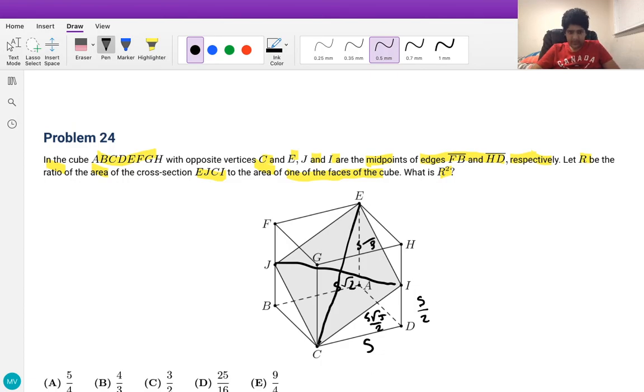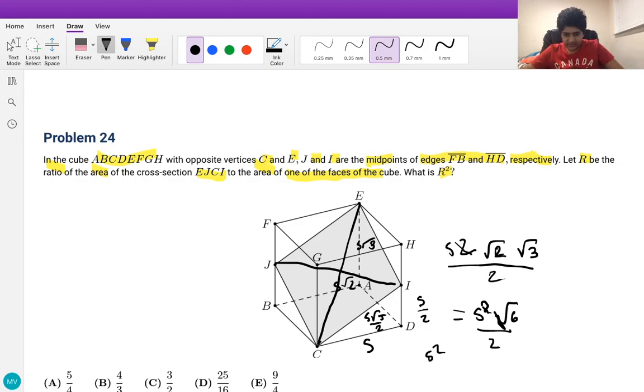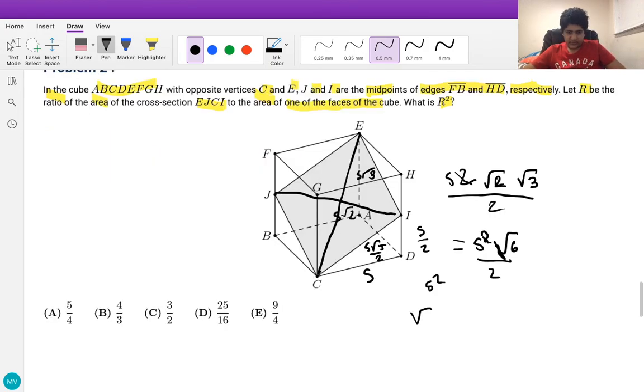Thus, the area is S² times √2 times √3, all over 2. This is just S²√6/2. The area of one of the faces is S², so the ratio is just going to be √6/2. Squaring that, we get that the ratio squared is going to equal 3/2. Choice C.